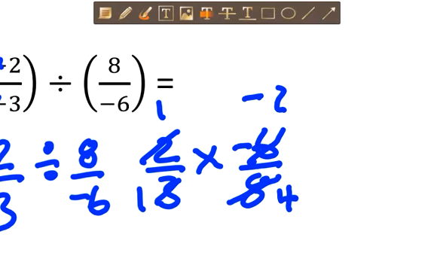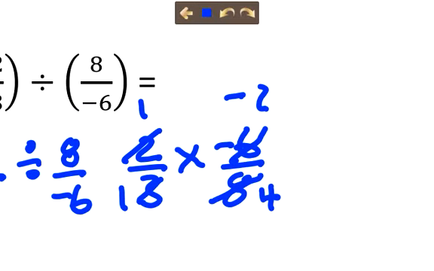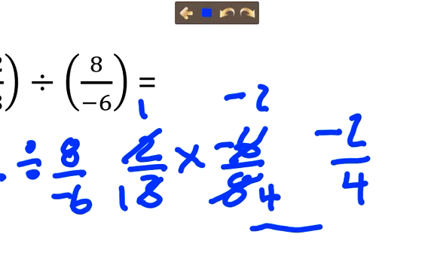So when I move over here, I would get negative 2 over 4. And you can simplify this even further because we can divide 2 out of both of them. So you would get negative 1/2 as your answer. Now again, if you're not very good at canceling, then you don't have to do it this way.